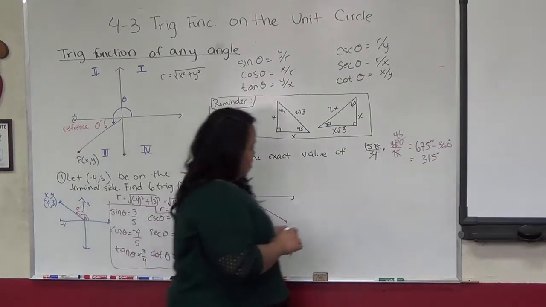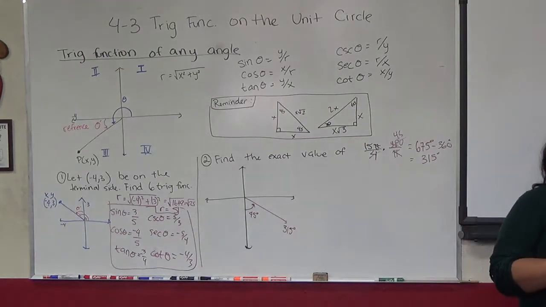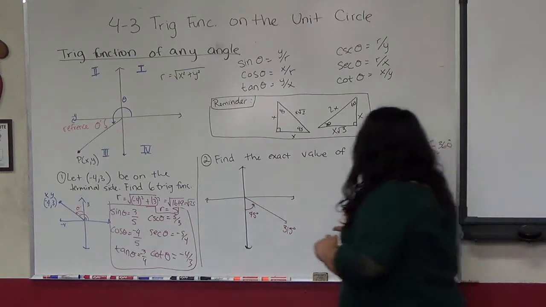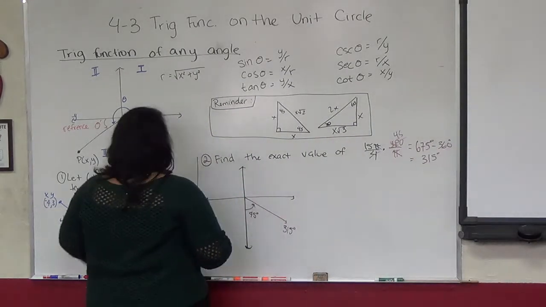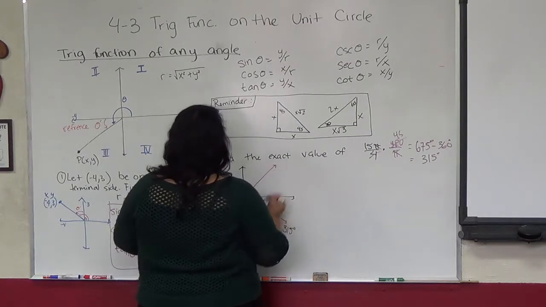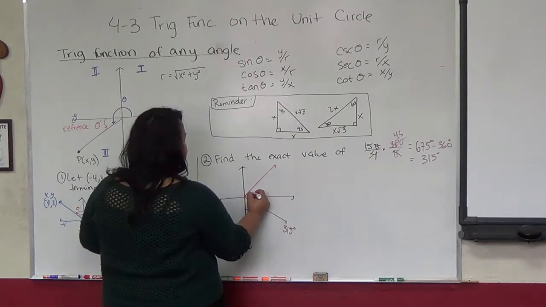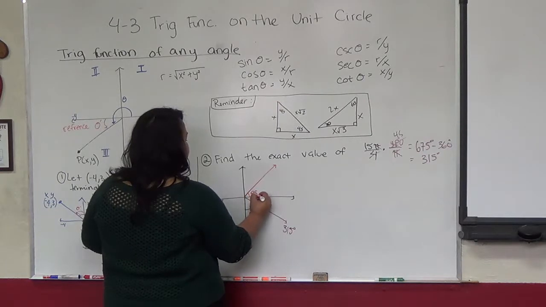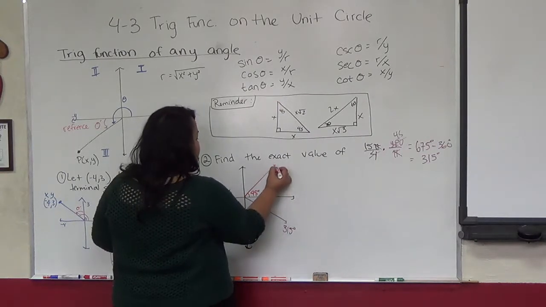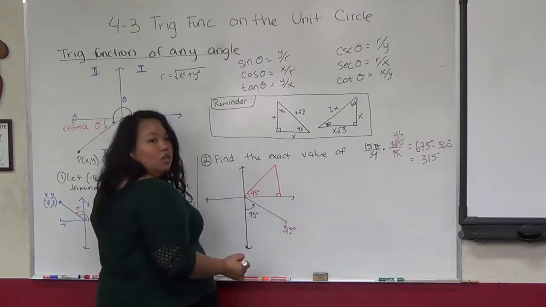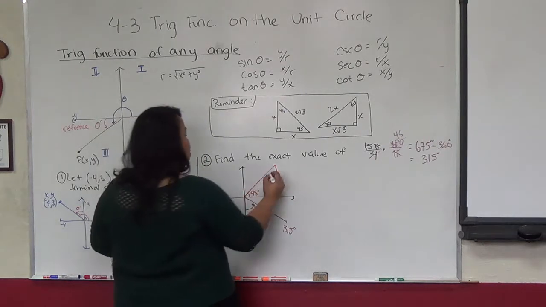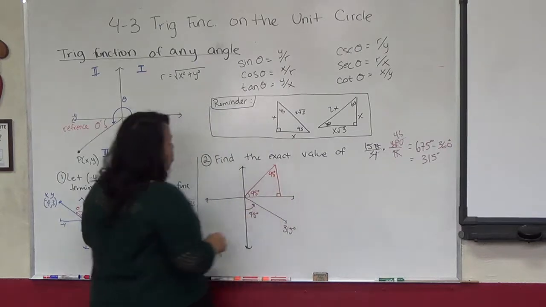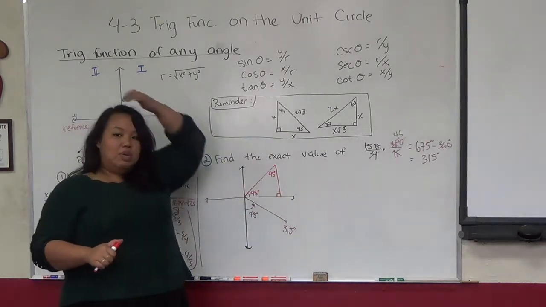So that means I'm going to move this to the 45 standard position, making this how many degrees? 45 degrees, right? My right angle is here. So this would be what kind of triangle? 45, 45, 90. So these are the ratios I'm going to be using.